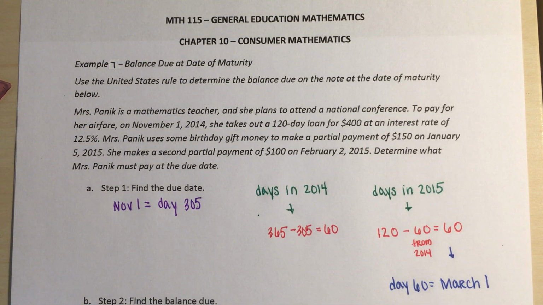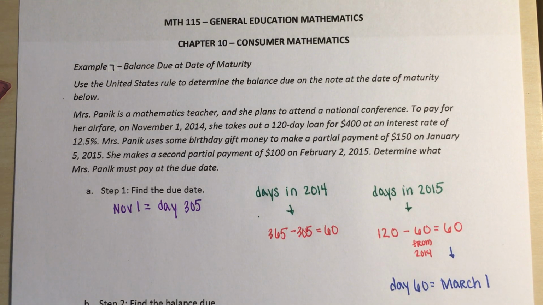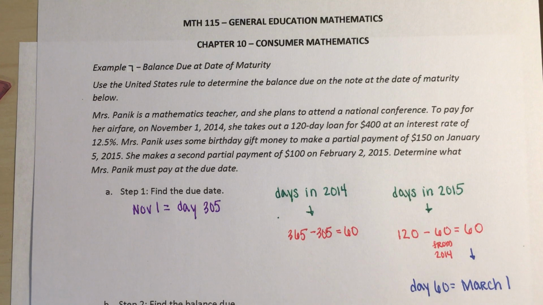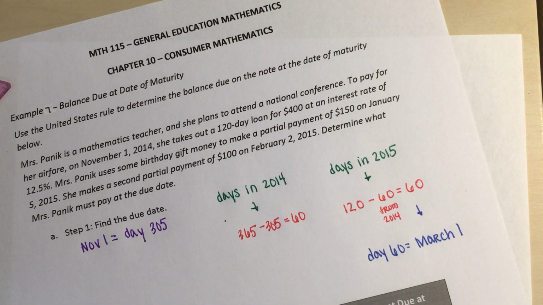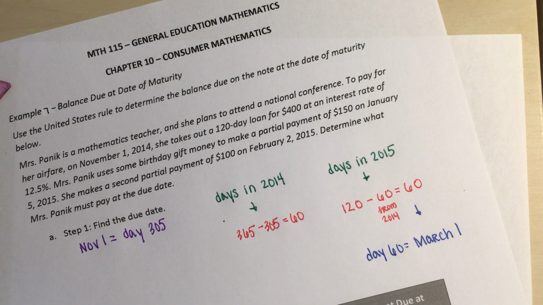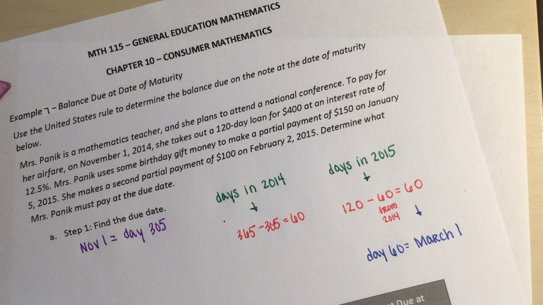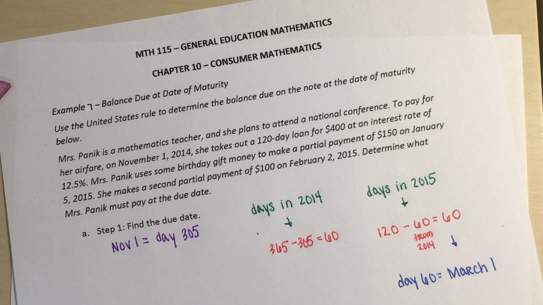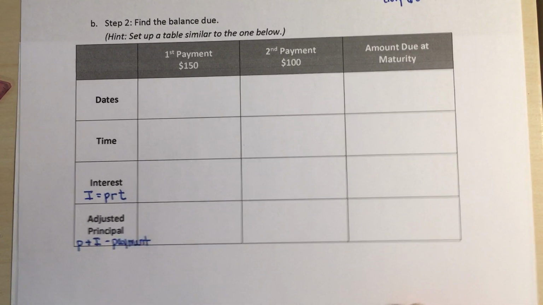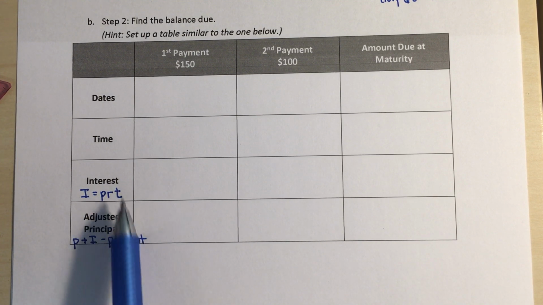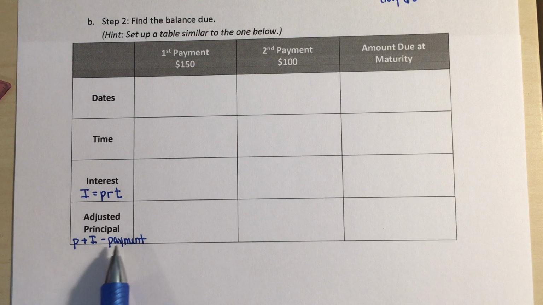Now we're going to find the balance due at the date of maturity. We're going to set up a table as we go, and your table is always going to have 4 rows: dates, time, interest, and adjusted principal. For interest, remember our interest formula: interest equals principal times rate times time. And the adjusted principal is going to be the principal plus the interest minus the payment. That's the little formula we'll use as we go through these problems. I labeled my bottom 2 rows with those formulas.